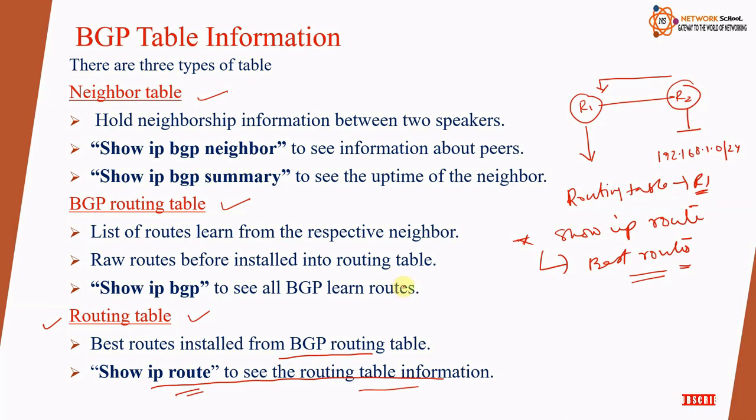And the routing table is a table where you will find all the best routes that the router has selected from its BGP routing table, and these best routes are installed in the routing table, and the router takes these best routes to make the routing decisions.